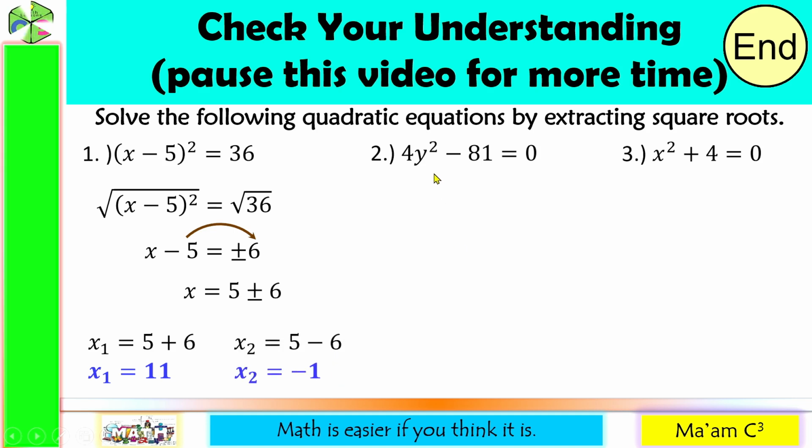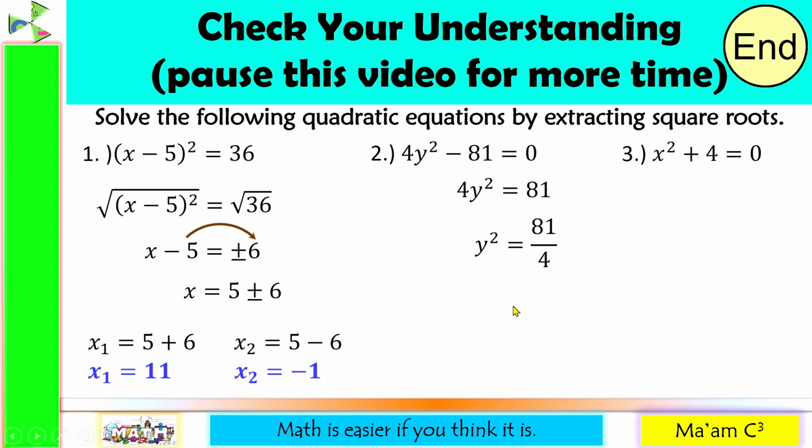Number 2, we have 4y squared minus 81 is equal to 0. First thing, let us move this to this side. It will become positive 81. We have to divide both sides by 4 so that the numerical coefficient of y squared is just an invisible 1. So if we divide both sides by 4, this will become y squared is equal to 81 over 4.